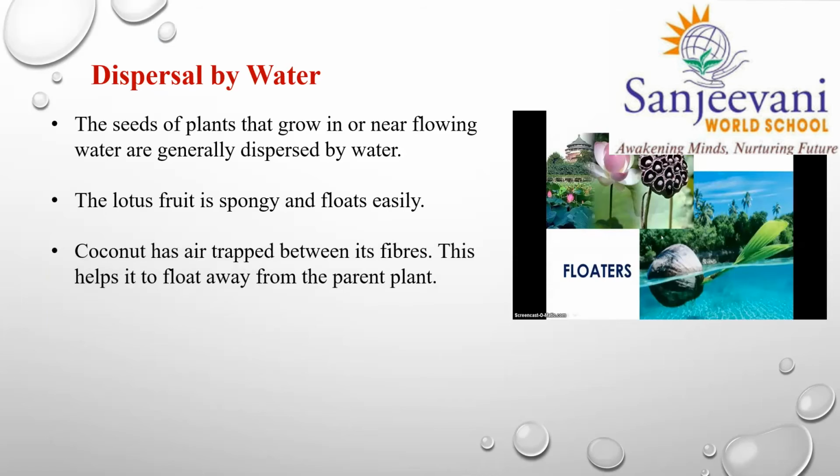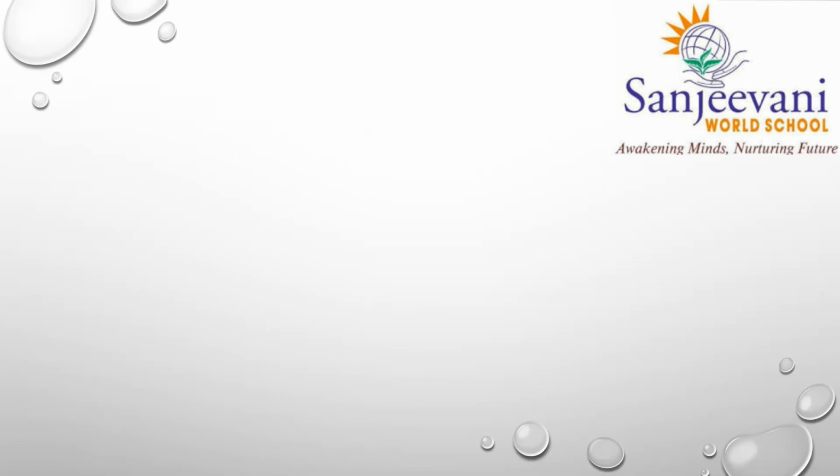Then, you all know about coconut, right? Coconut has air trapped between its fibers. Because this air is trapped between its fibers, right, they are able to float away from the parent plant, right?